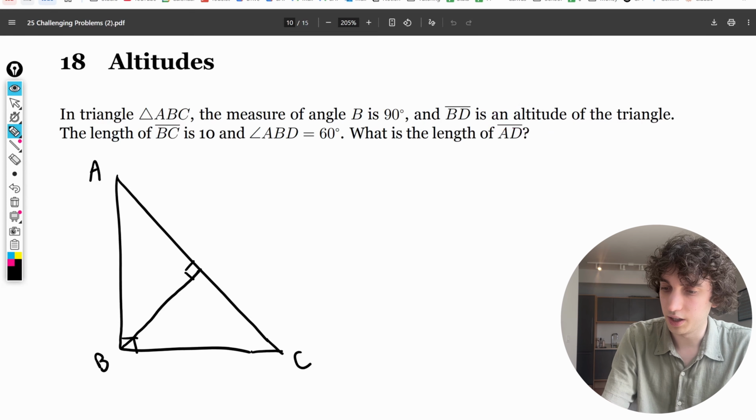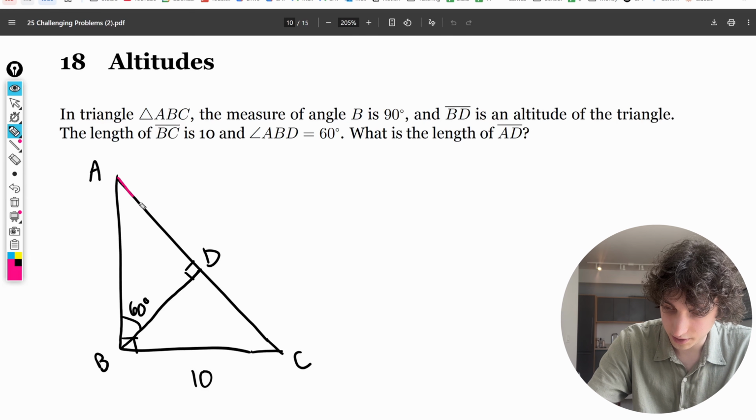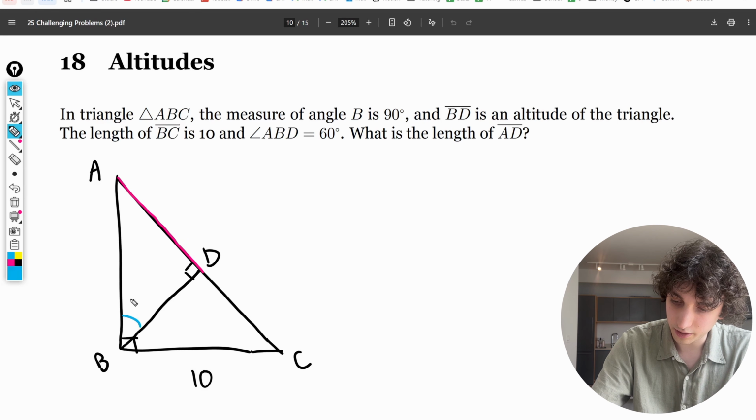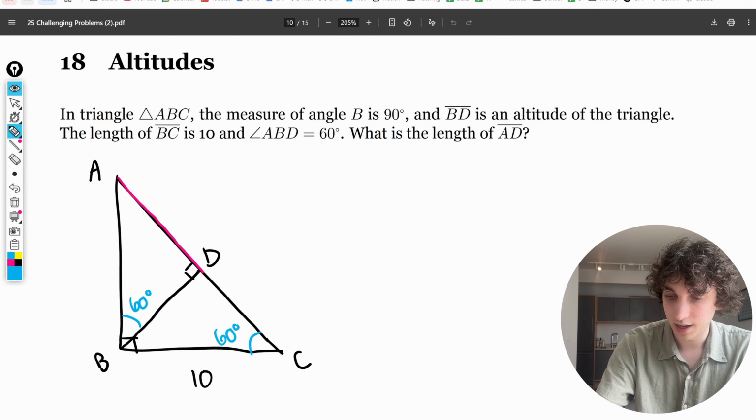So when the SAT uses the word altitude, generally it's referring to this altitude of a right triangle. The length of BC is 10, and the measure of ABD, so that's this angle right here, is 60 degrees. So what is the length of this side right here? And so this angle over here is 60 degrees. This angle over here is also 60 degrees. And this angle over here is 30 degrees. This angle over here is also 30 degrees.